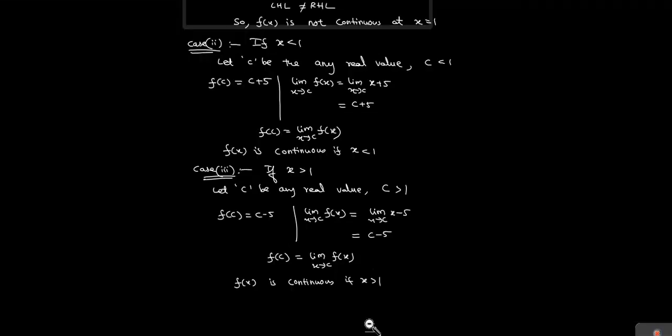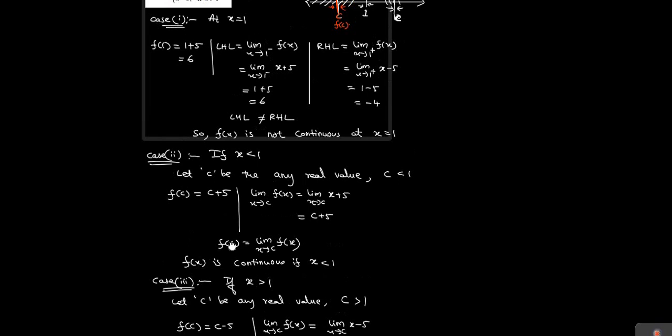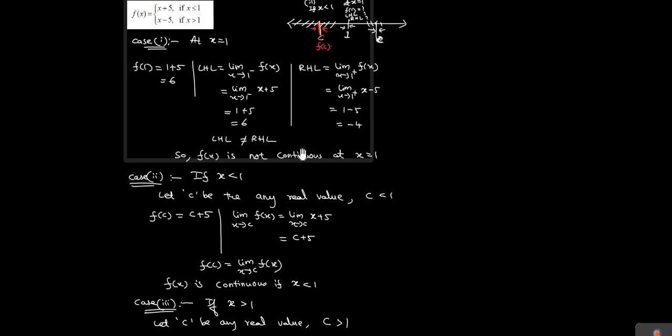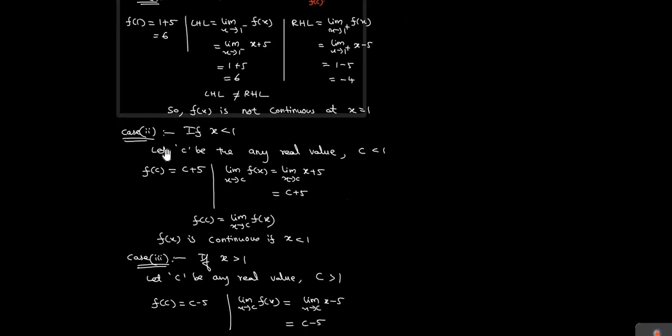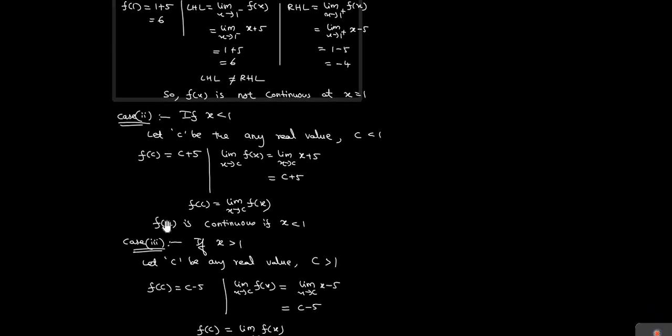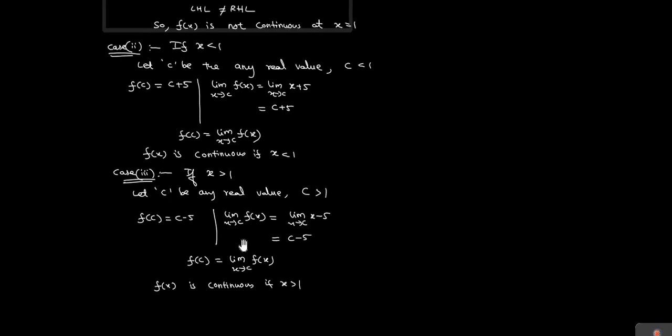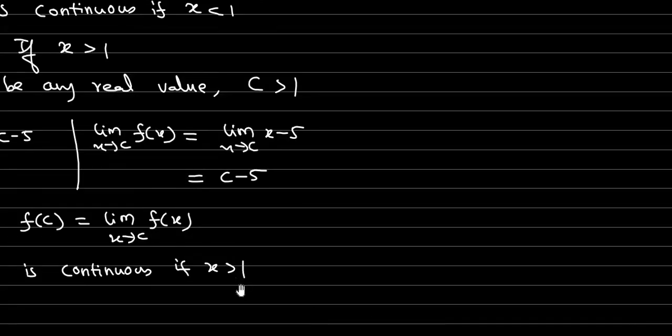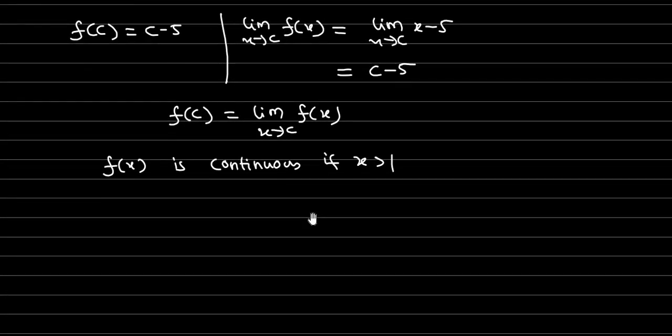Now from all three cases we conclude: in case 1, f of x is not continuous at x equal to 1; in case 2, f of x is continuous if x is less than 1; and in case 3, f of x is continuous if x is greater than 1. So from all three cases we understand that f of x is discontinuous only at x equal to 1. Other than 1, for all the remaining real values, f of x is continuous.